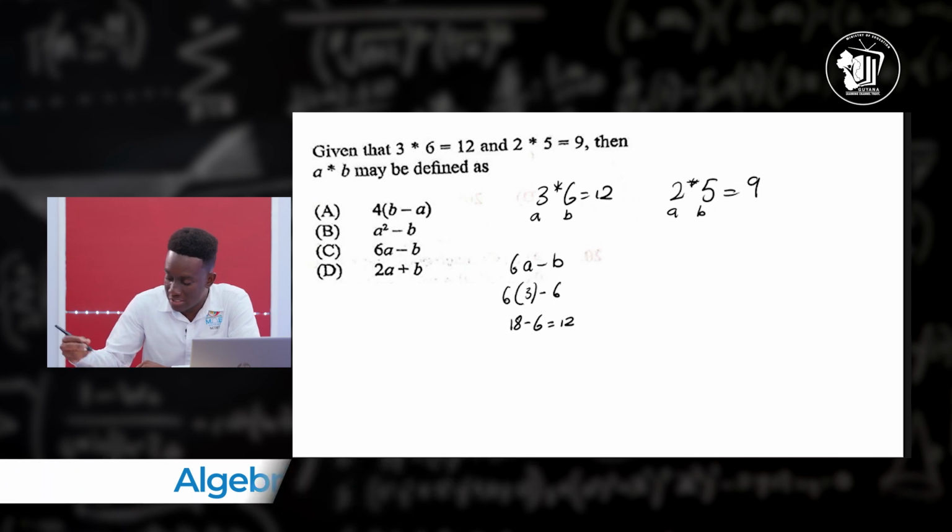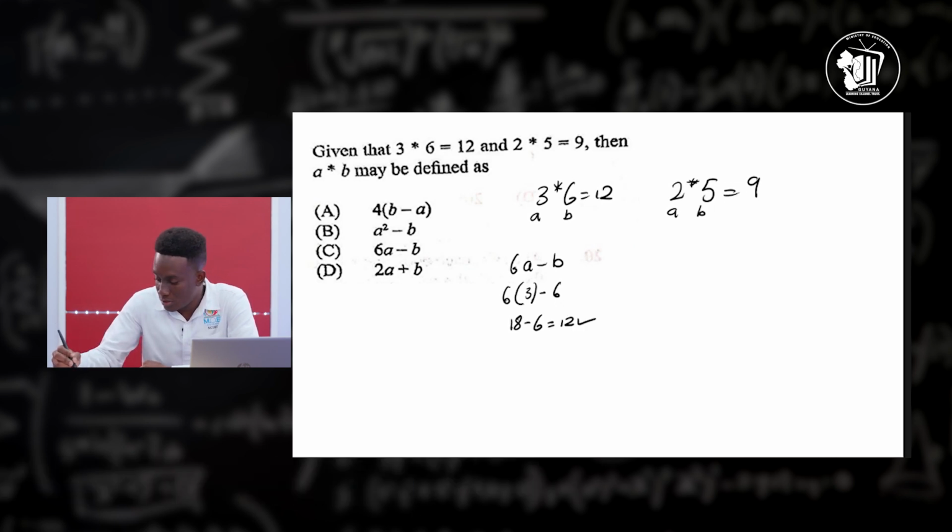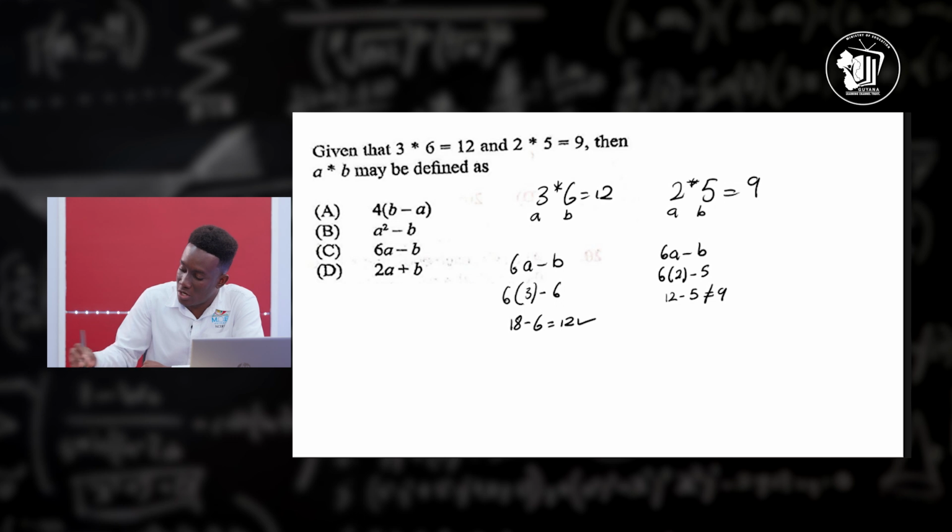So that checks out. Let's see if the other one will check out. So 6 multiplied by A minus B. So this will be 6 multiplied by A in this case, which is 2, subtract B, which is 5. And they should work out to 9. So 6 times 2 is 12. 12 subtract 5 would definitely not give me 9. So that is out. So let's try another option.